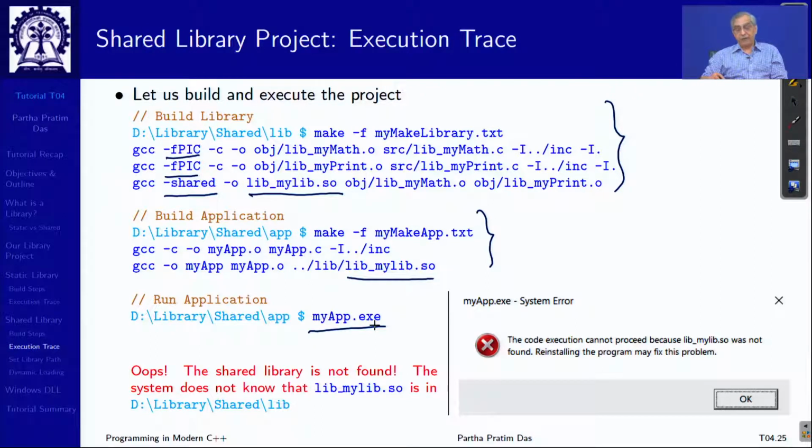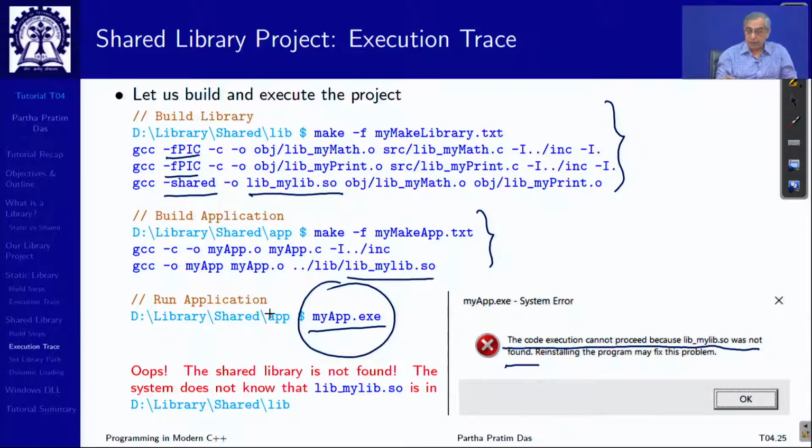It throws an exception, it crashes, it gives a system error. It says the code execution cannot proceed because lib_mylib.so was not found. Why does it say so? It says so because, unlike the static library, where these codes were part of myapp.exe, lib_mylib.a became a part of myapp.exe.